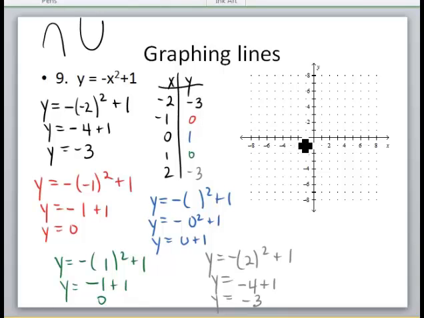So I've got negative 2, negative 3. That's right here. Negative 1 on the x, 0. 0, 1. 1, 0, and 2, negative 3. This does make what's known as a parabola, an upside down U, and I am finished.